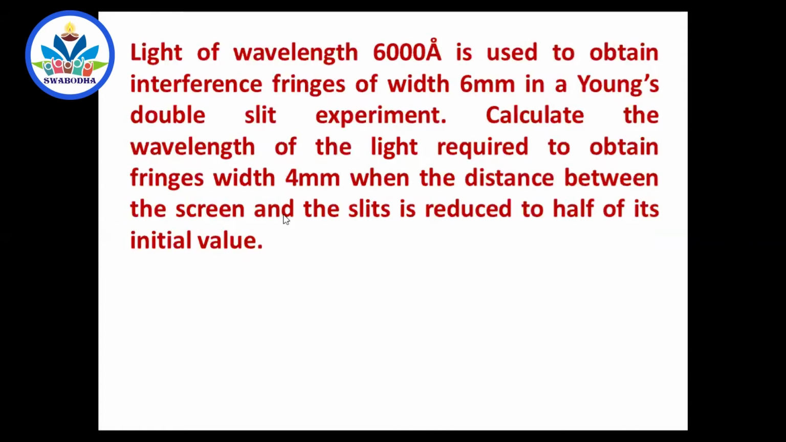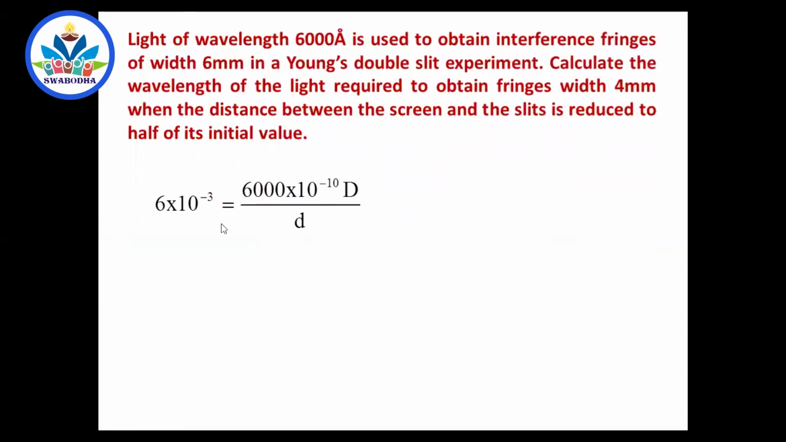And when the distance between the screen and slits is reduced to half of its initial value, they are reducing capital D also. That means capital D must become D by 2. Lambda should become some other value, so that 6 millimeter becomes 4 millimeter. However, you have to apply two equations. So we will use the first one now. Next wavelength is different. Now, can't you calculate small d here? You can do that. Formula: beta is equal to lambda D by d. Beta is 6 millimeter.